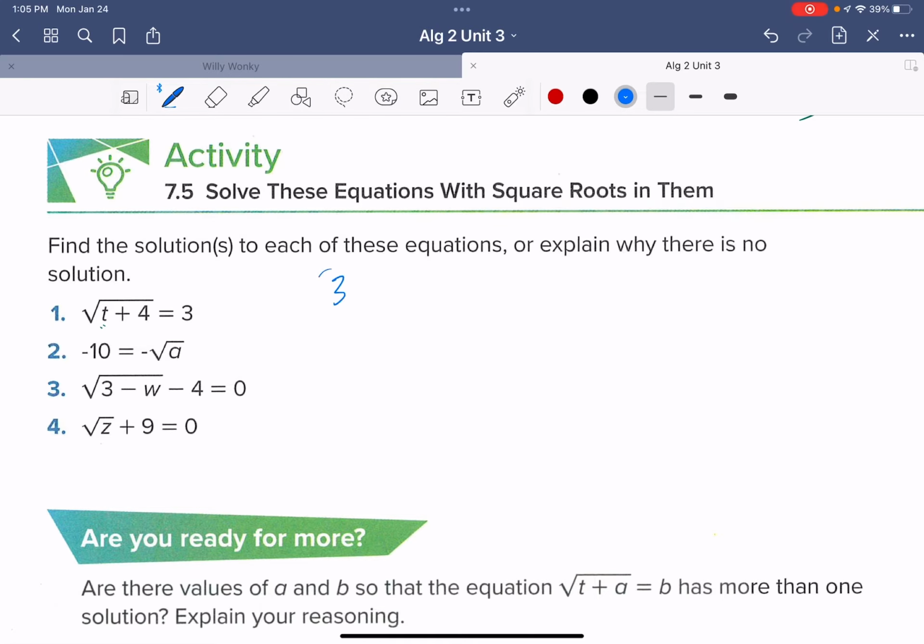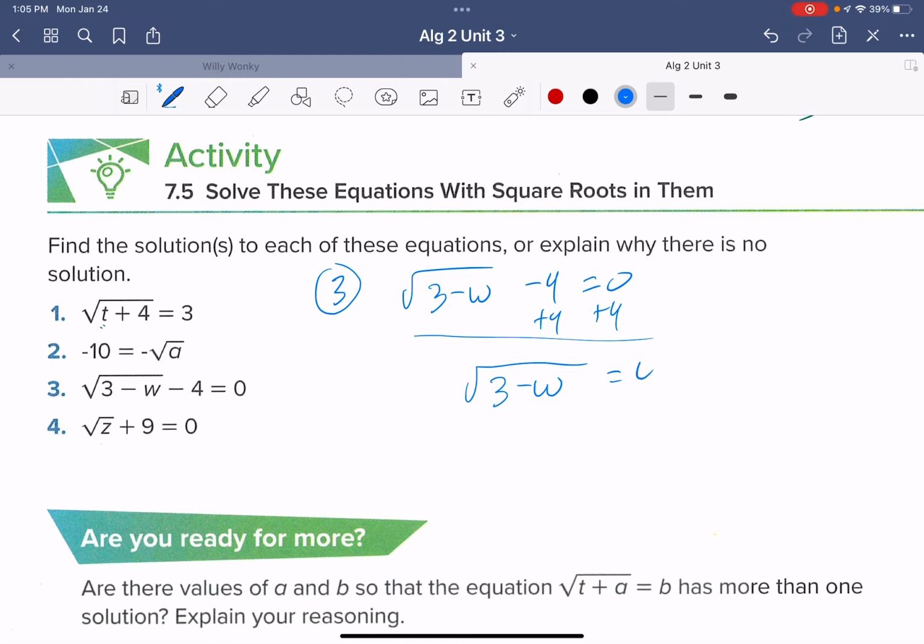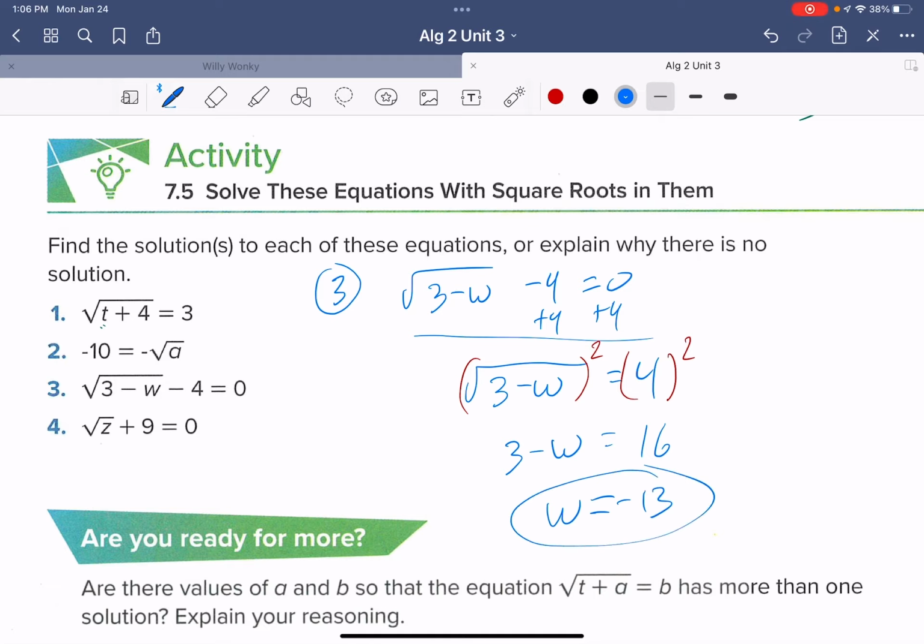So number 3 is square root of 3 minus w, minus 4, is equal to 0. So I still want to isolate the radical symbol. So I'm going to add the 4 over. And we get square root of 3 minus w is equal to 4. Then we're going to do the opposite. The opposite of square rooting is to square each side. So then I get 3 minus w is equal to 16. So w has to be a negative number because you have to have minus a negative to make it 16. So w would be negative 13 to make that work.